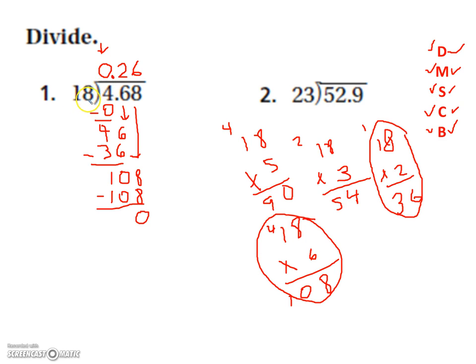So that's why it's very helpful to put a 0 here right on top of the 4, or a space, or an X. Whatever you need to do to make sure the 2 goes in the right place, because 18 does not go into 4, but it does go into 46 twice.